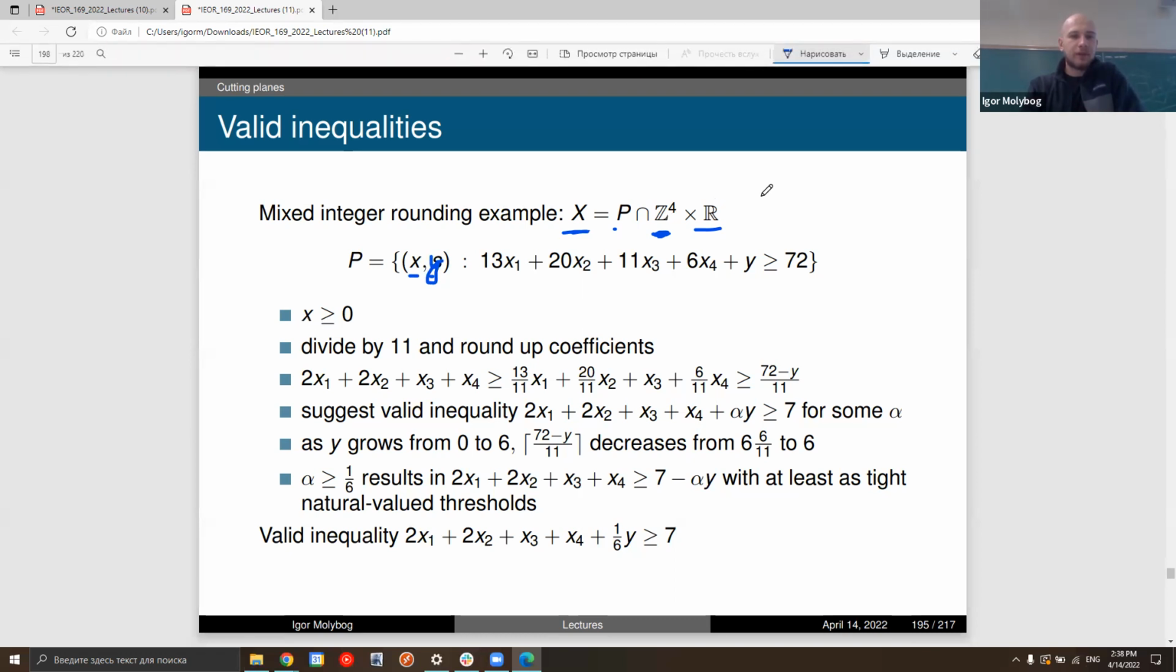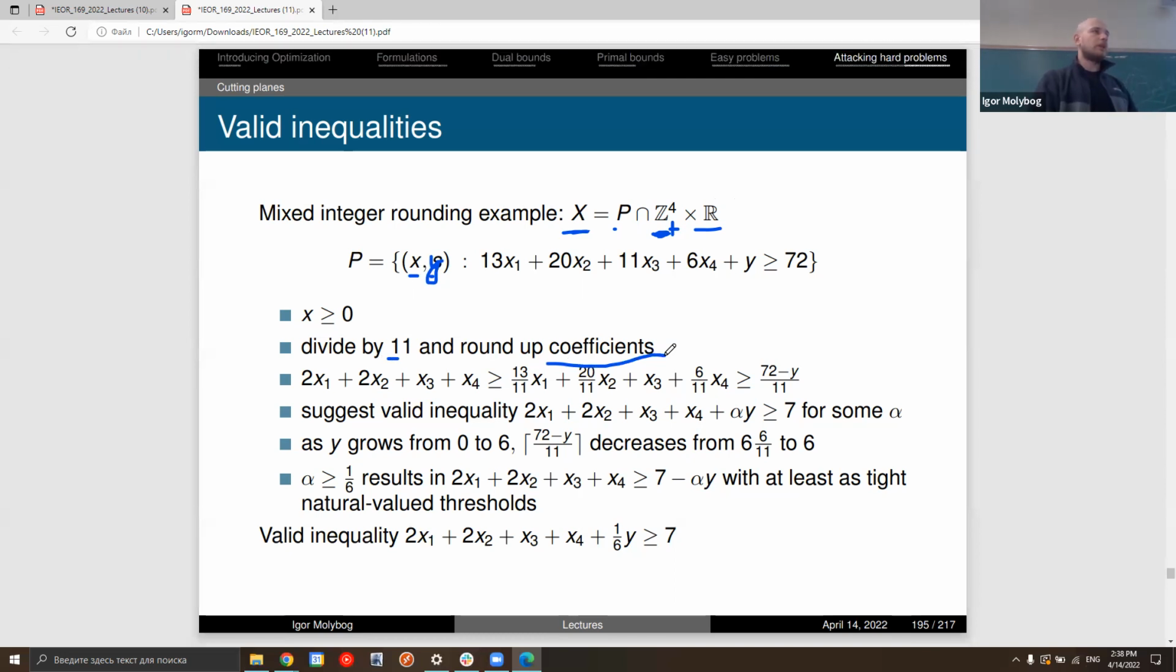And again, we have all of the integer variables being greater than or equal to 0, and we can again divide by 11 and round up the coefficients. Is it obvious that we can just round up the coefficients without creating a bad constraint? Is it clear that we can actually round up coefficients?